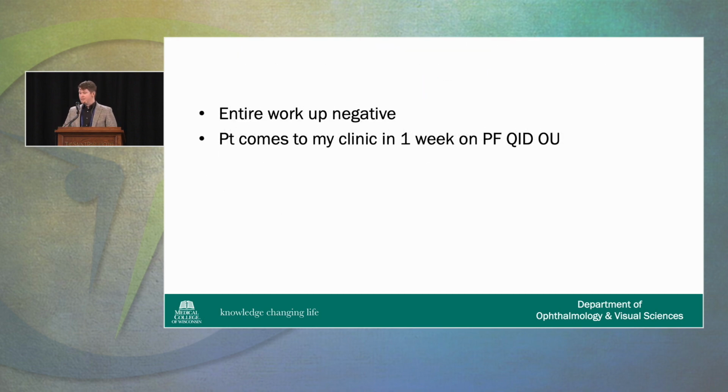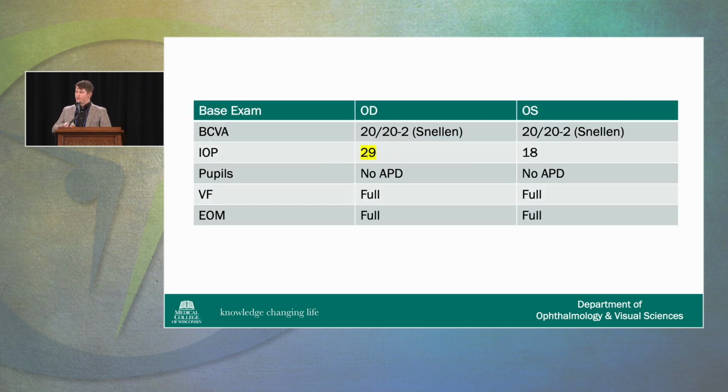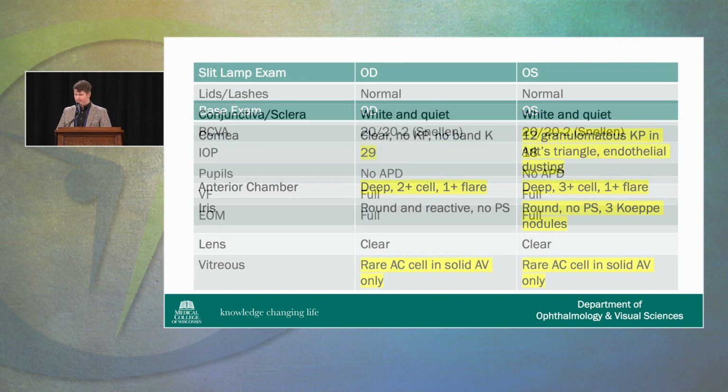This kid's entire workup is negative. So they come to my clinic 1 week after on prednisolone 4 times a day. Pressure is 29. Again, it only took 2 weeks for that pressure to go up in this eye. What's going on? They're still 20/20.